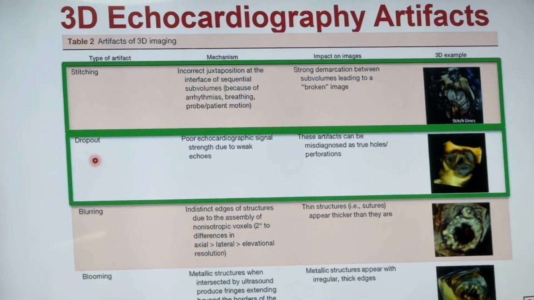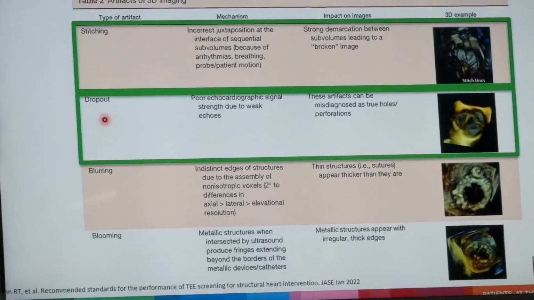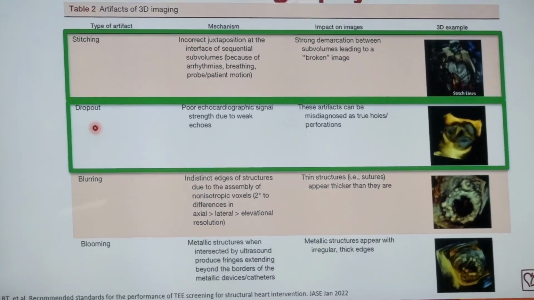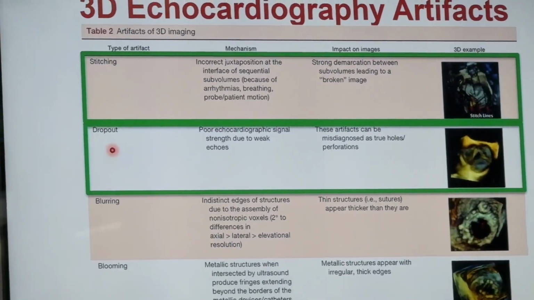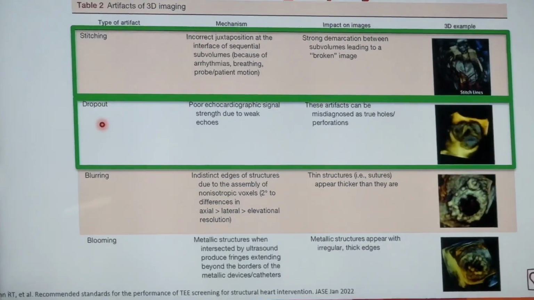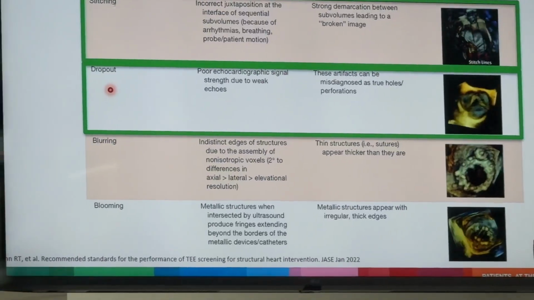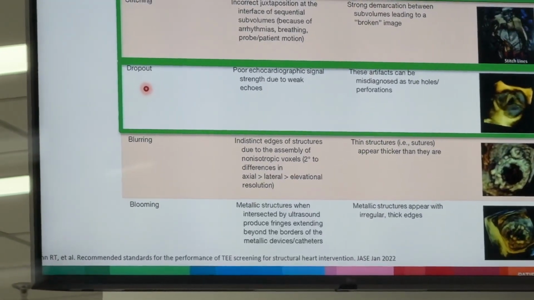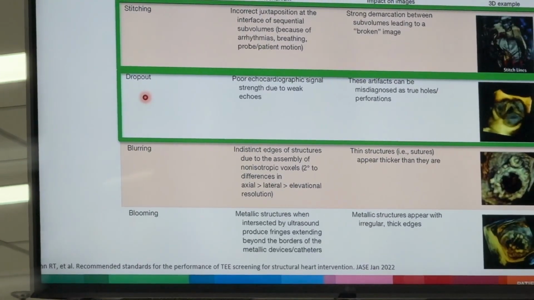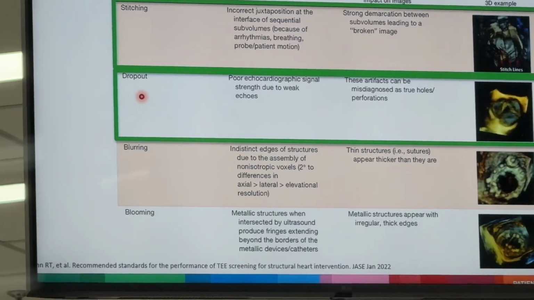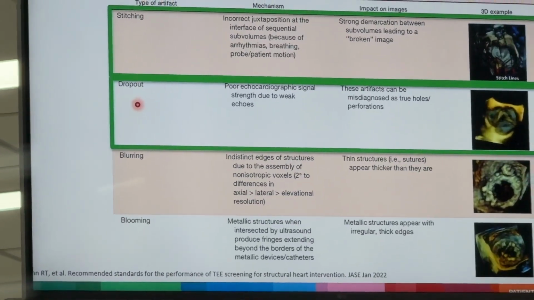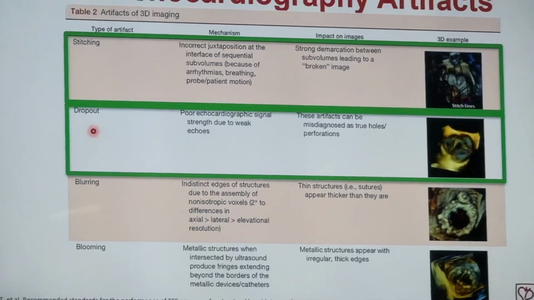For example, a very thin valve, and you will see this artifact as if there is a hole in the three-dimensional image. And you can confirm it by one of the examples is turning up the gain, or by turning on the color imaging to see whether there is any color Doppler flow across what looks like a hole.